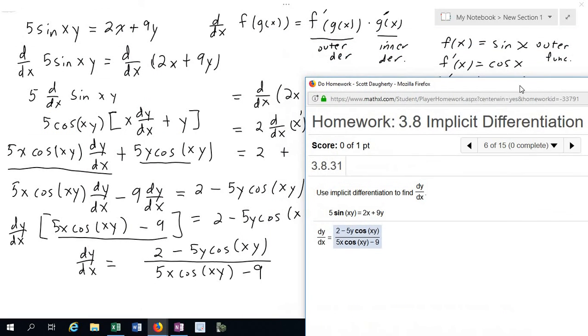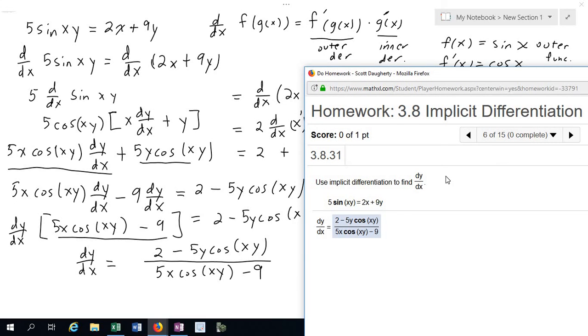Let's just double check this and see if we got the right answer. So this is the correct answer in MyMathLab, and you can see that that's the same answer that they got.